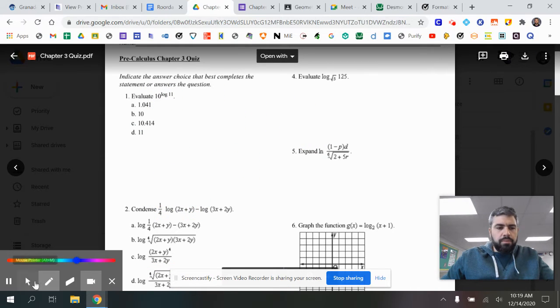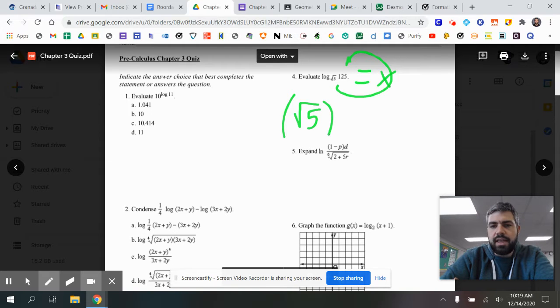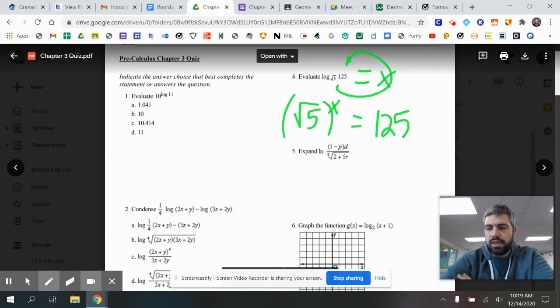Okay, number 4. It says to evaluate log base square root of 5 of 125. Okay, so what I'm going to do anytime I'm asked to evaluate, I'm going to set it equal to x. And then what I'm going to do is the loop rule. So this is really square root of 5 to the x power equals 125. Now there's lots of different ways we could solve this. But one of the easiest, in my opinion, is to change this square root of 5 to be 5 to the 1/2, to the x is equal to 125.